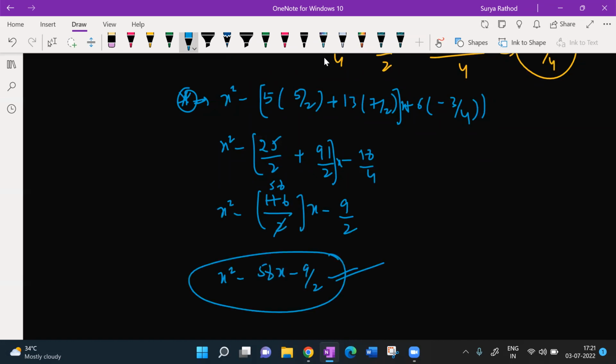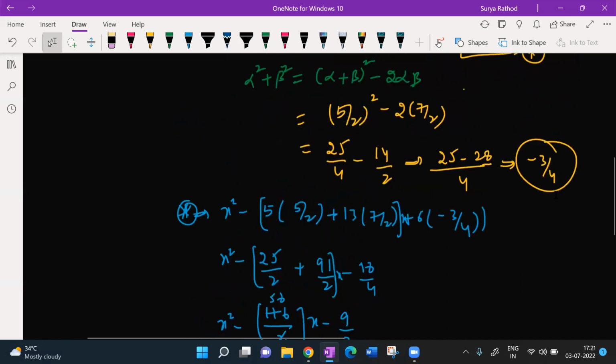You leave it as such. That's it. This is your quadratic polynomial. You need not do anything more than this. If you have any calculation mistake, check it out. But apart from this, this is the concept. We have to make it out. Okay, beta. Cool. Very good doubt.